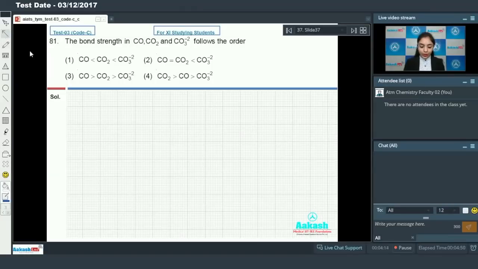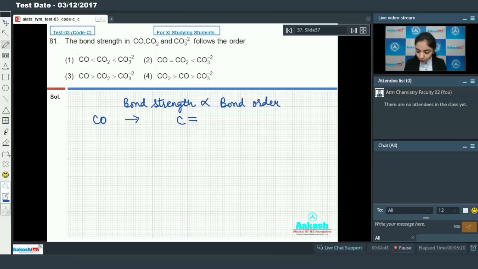Question number 81, which says that the bond strength in CO, CO2 and CO3 2- follows the order. So first of all, what is the relation between bond strength and bond order? Bond strength is directly proportional to bond order. So now if I see these molecules, we have carbon monoxide. In carbon monoxide, the bond order is 3.